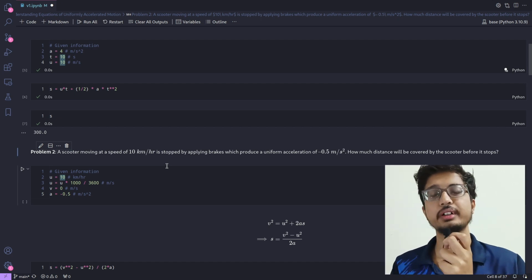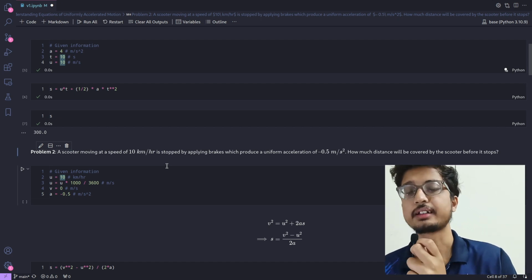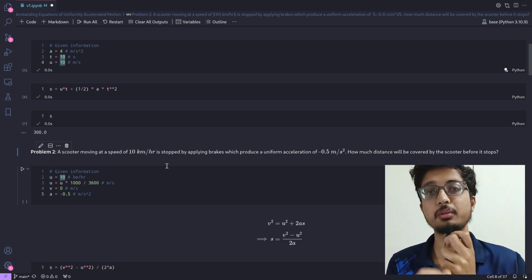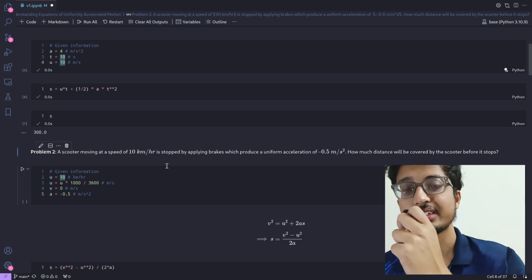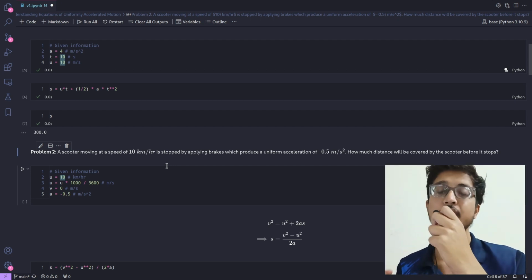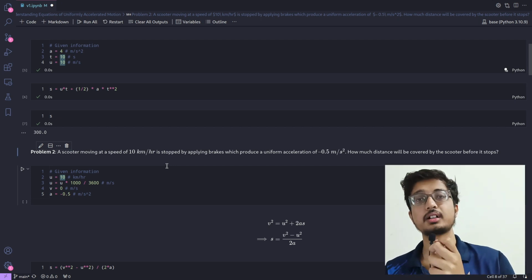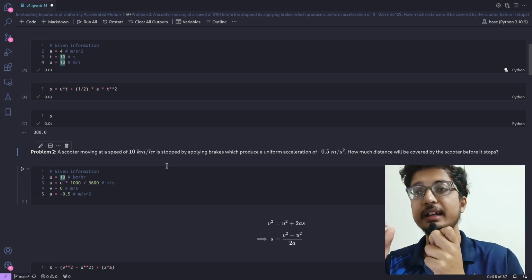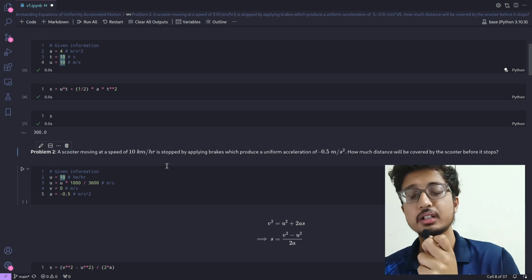Here we have a scooter moving at the speed of 10 km per hour and it's stopping by applying brakes, which is producing a uniform acceleration of negative 0.5 meter per second square. Now the question is, how much distance will it cover by the time the scooter comes to a stop? We can't just directly go ahead and perform the same calculations because the unit of speed and acceleration is different here. So we have to convert the units.